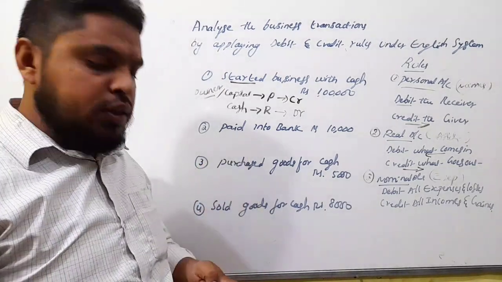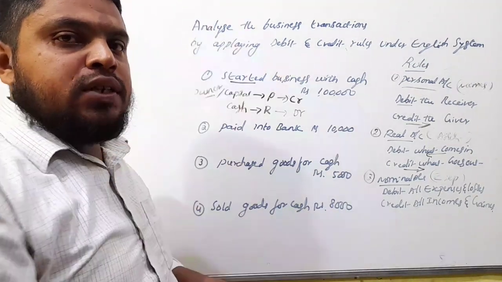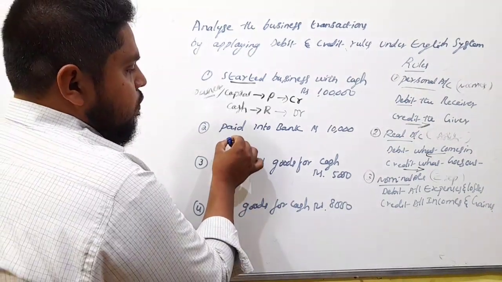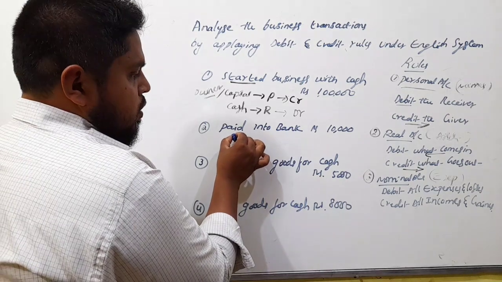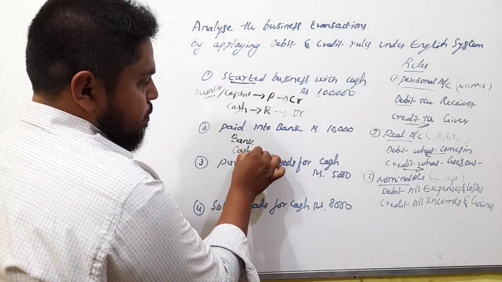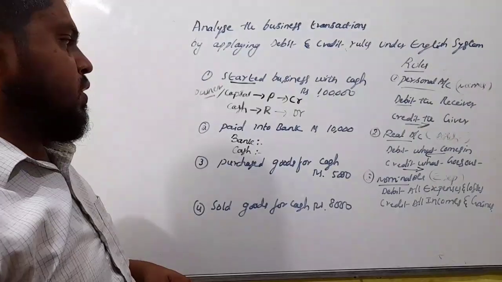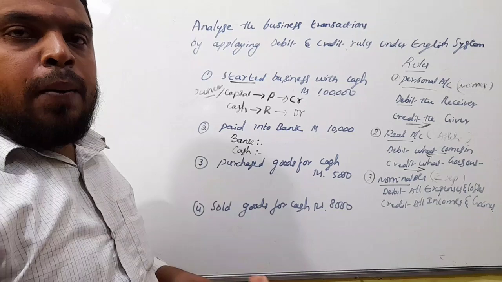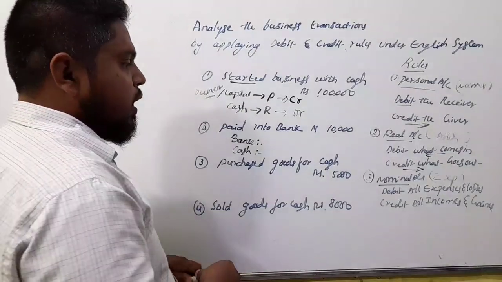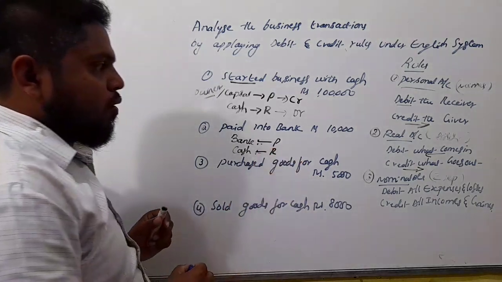Next, paid into bank. Paid into bank means deposited into bank. In this transaction, two accounts are involved: first the bank account, next the cash account. Bank comes under a personal account, and cash comes under a real account.